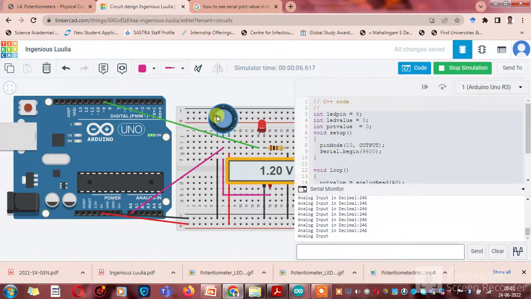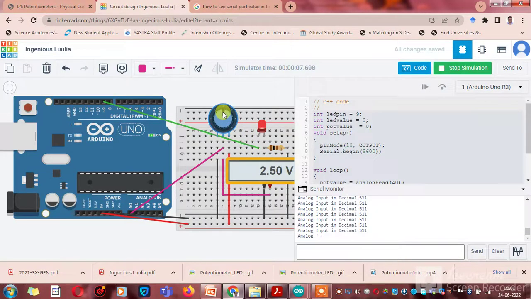And if I continuously increase the knob to 50% of the maximum possible value, that is 2.5 volt, you can see the analog value in decimal will be around 511, and the brightness will be 50% of the maximum brightness possible. So look at here, it is somewhere around 511 and the voltage is 2.5 volt.